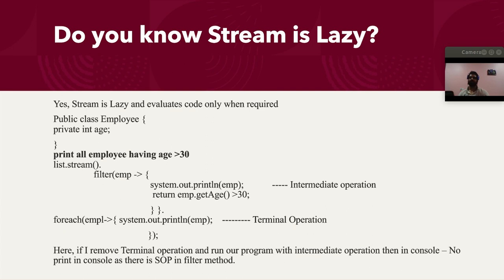So the next question he asked, like, do you know that a stream is lazy? So your answer would be yes, stream is lazy, and the reason is that in the stream API there are two types of processes going on. First is the intermediate operation, and the second is the terminal operation. Okay. So let's understand this by an example.